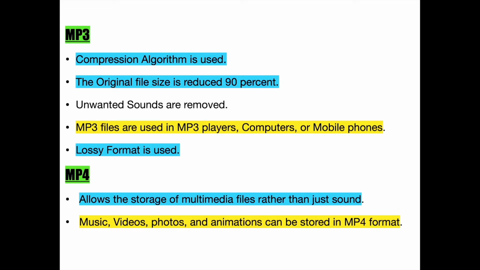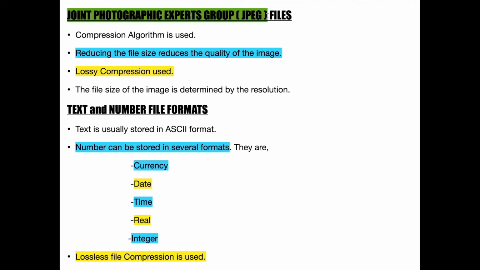Off we go to the next file format, which is the JPEG file format. The JPEG file format is similar to the MP3 file format. The major difference is that JPEG files are associated with images while MP3 files are associated with music storage. The JPEG file format uses a compression algorithm. These files use a lossy format. During this reduction process, as the file size decreases, so does its quality. Moreover, the file size of an image is determined by the image resolution.